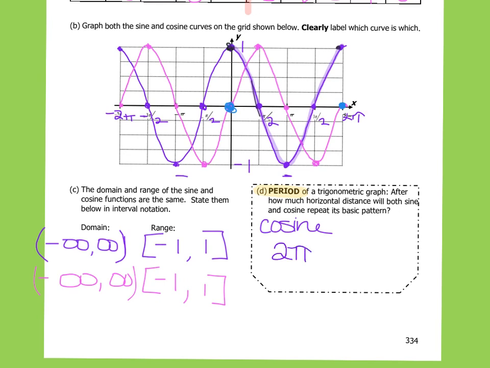Why is it 2 pi? Because if we start at 0, when we complete the full cycle, what are we above? We're above the 2 pi. Okay?